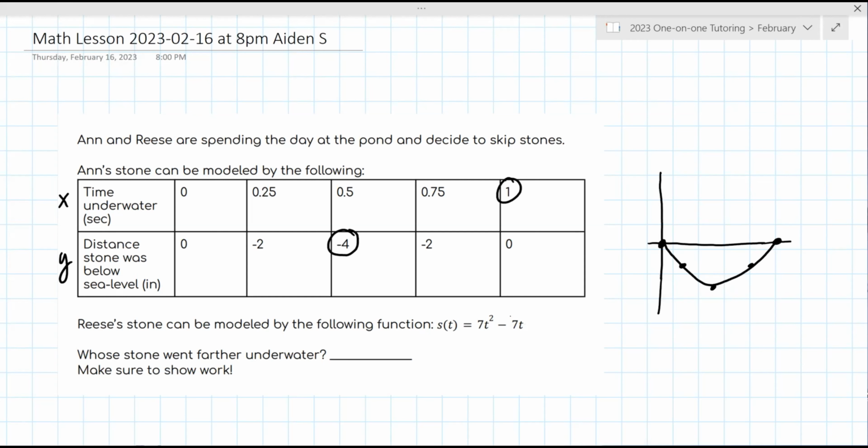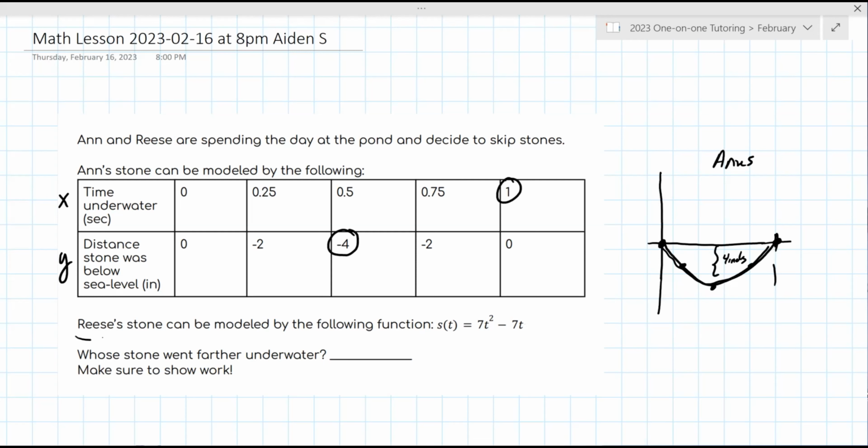All right. So is it clear what the difference is or what's going on? Is the scenario clear, I guess? So this is Anne, and hers went under the water and then popped out 1 second later. And the distance below is 4 inches down. All right. Kind of makes sense. Yeah, it does. Okay.